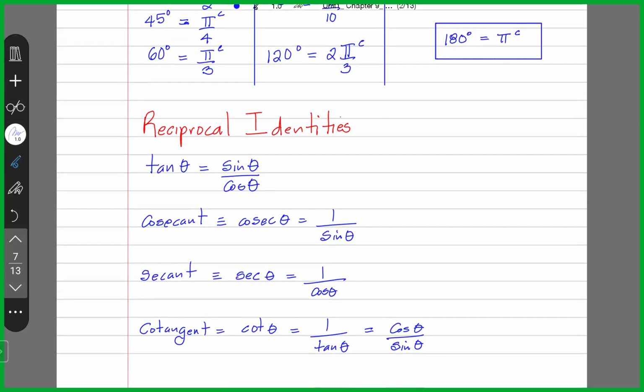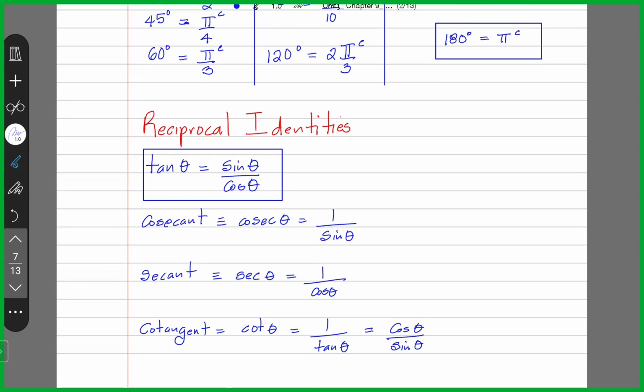Reciprocal identity. Well, I'll start out by saying this is not a reciprocal identity, but it's important that the tangent of theta is equal to sine theta over cos theta. Not very difficult to prove. It can be very easily proven.